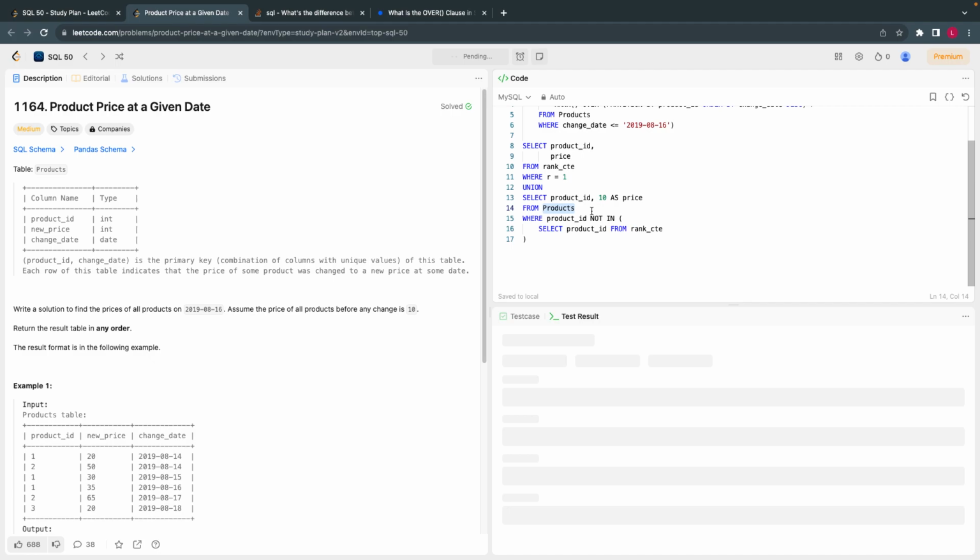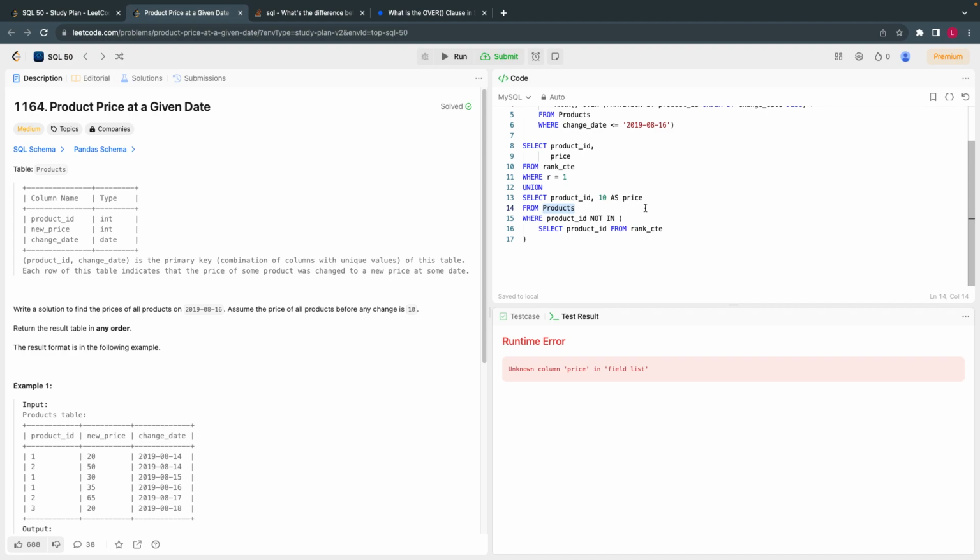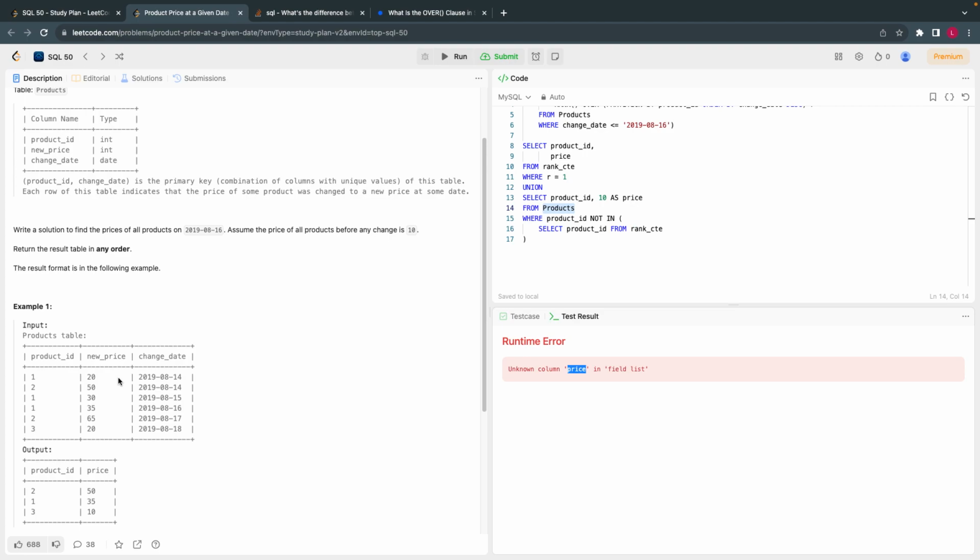Let's submit. This is a lengthy problem. What is column price? Okay. 10 as price. Column price unknown.